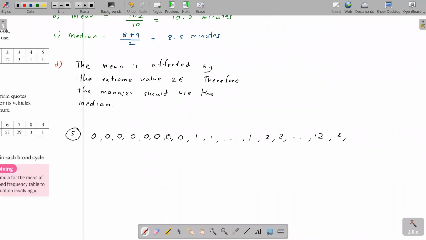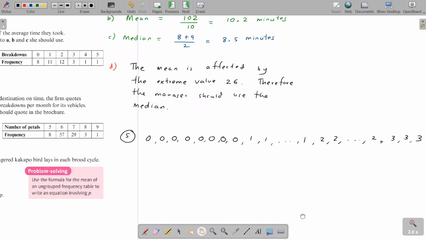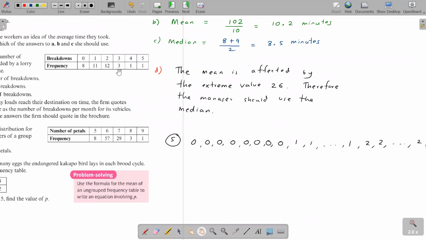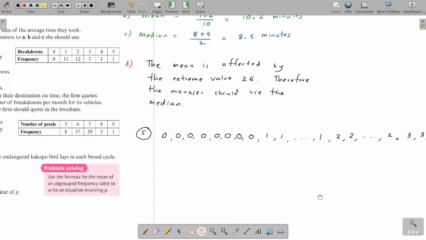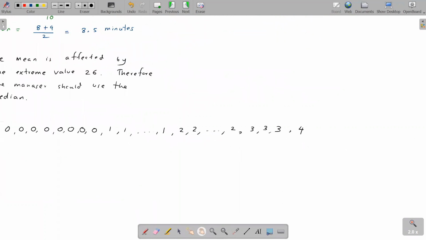You have 3 breakdowns only 3 times. I think you can see here, right? 3 breakdowns 3 times. 4 breakdowns 1 time, which means you write 4 only once. And 5 breakdowns 1 time, which means you write 5 also only once. Okay. So this is how you do.